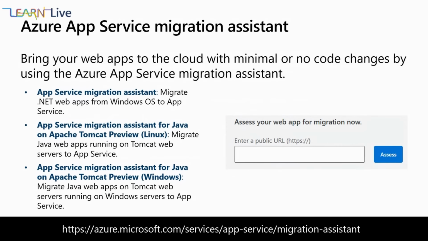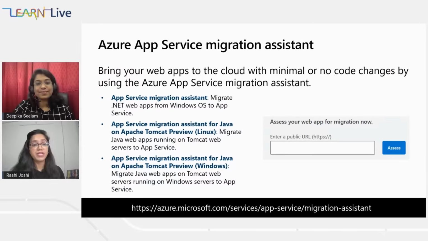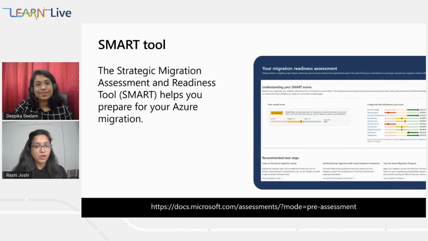Moving on to another tool, which is the Azure App Service Migration Assistant. We've been talking about infrastructure and database migration. This helps you bring your applications to Azure. And you can see different flavors of these tools. You can use it to migrate your .NET, Java, and Linux web apps to Azure. Moving on, we have a couple of other tools that maybe you want to get started with.